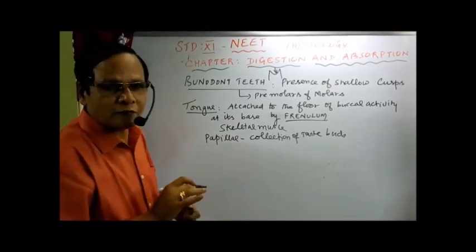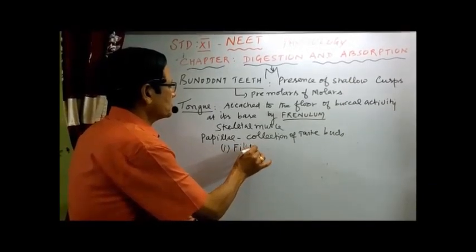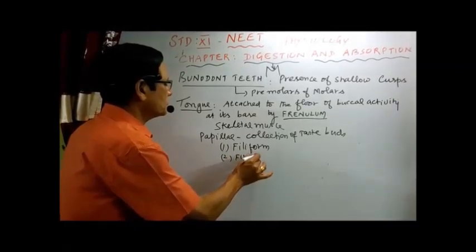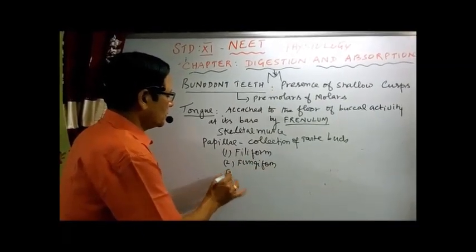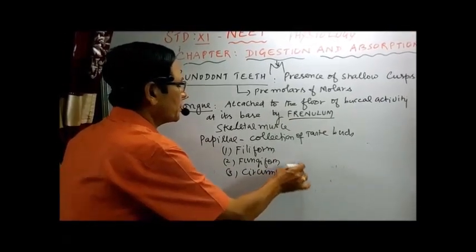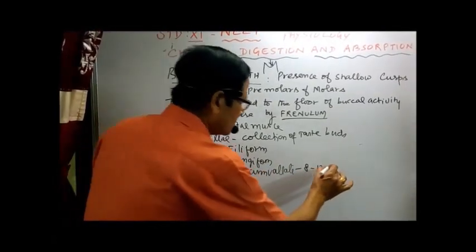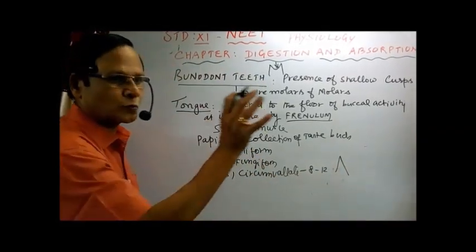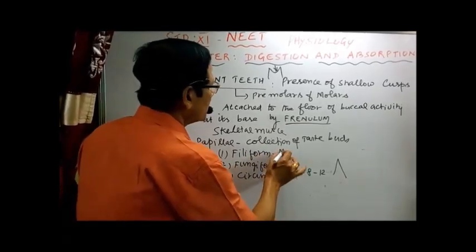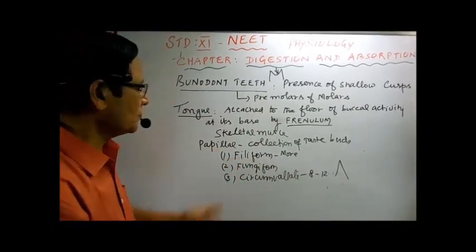Now in human beings, there are three different types of papillae. One, filiform papillae, the filamentous type. Number two, fungiform. Number three, circumvallate papillae. They are normally 8 to 12, least in number but the largest, arranged in the form of an inverted V towards the back end of the tongue. The filiform papillae are more in number, and fungiform are somewhat fewer than filiform.